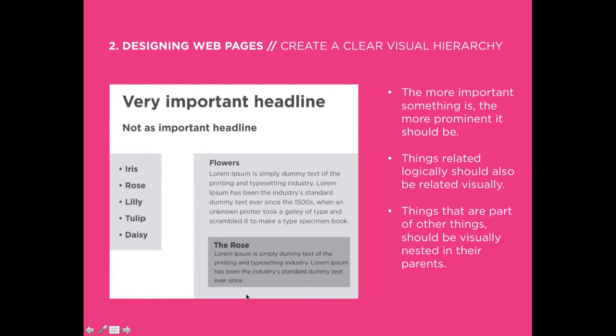Things that are part of other things should be visually nested in their parents. If there's a paragraph about the rose, and the rose happens to be a child of the flower paragraph, if you want to think of it that way, then it's logical to visually nest the paragraph about the rose within the area that contains the paragraph about flowers.